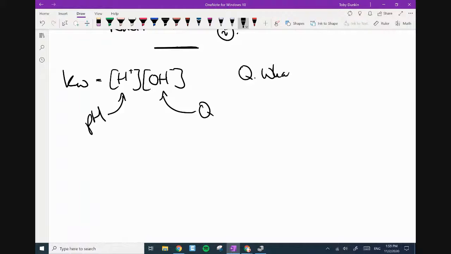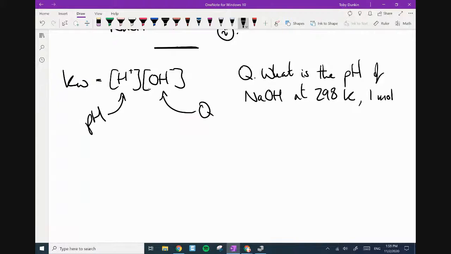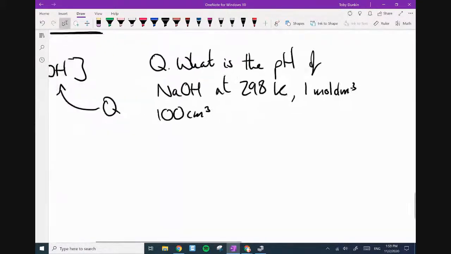So what is the pH of sodium hydroxide at 298 Kelvin, 1 mole per dm cubed? Let's do 100 centimeters cubed so we can do a couple of dilutions. Well done, Ivan. Thank you so much.